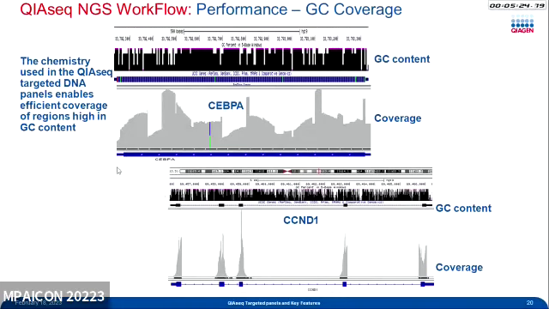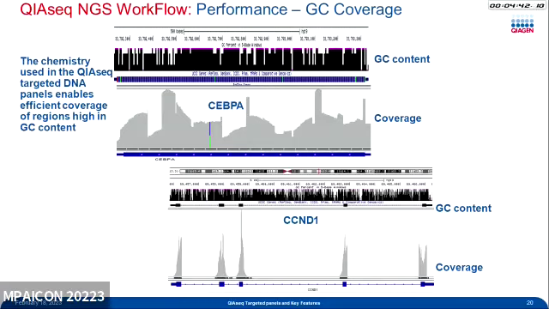And the third benefit is GC coverage, from the unique proprietary chemistry which the QIAGEN panel has. In these two different scenarios, like CEBPA and CCND1, they have very high GC content regions, as you can see in these black bars, and the coverage is very good, and everything is being covered. This has already been validated, so using the QIAGEN panel gives you better confidence, not only in the CNVs and the single nucleotide variants, but also better coverage and uniformity of the data.